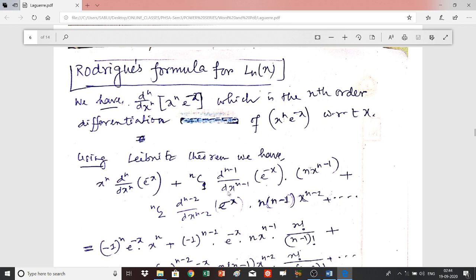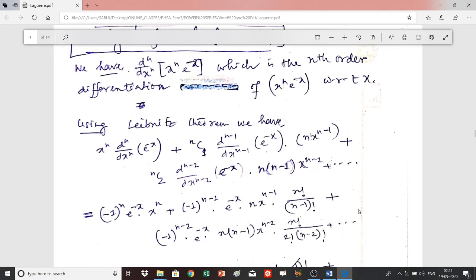So d^(n minus 1) by dx^(n minus 1) of e to the power minus x, and then differentiate x^n for the first time, that is n x to the power n minus 1. Then the next term will consist of another constant which is nC2. Then differentiate e to the power minus x one order lesser than this. So d^(n minus 2) by dx^(n minus 2) of e to the power minus x, and differentiate x^n once further, that is the second order differentiation. That will give you n into (n minus 1) x to the power n minus 2, and all other terms will come, plus and so on.